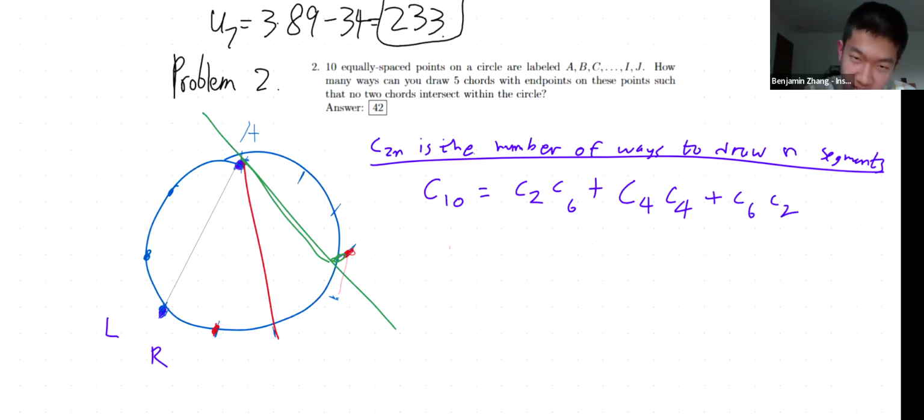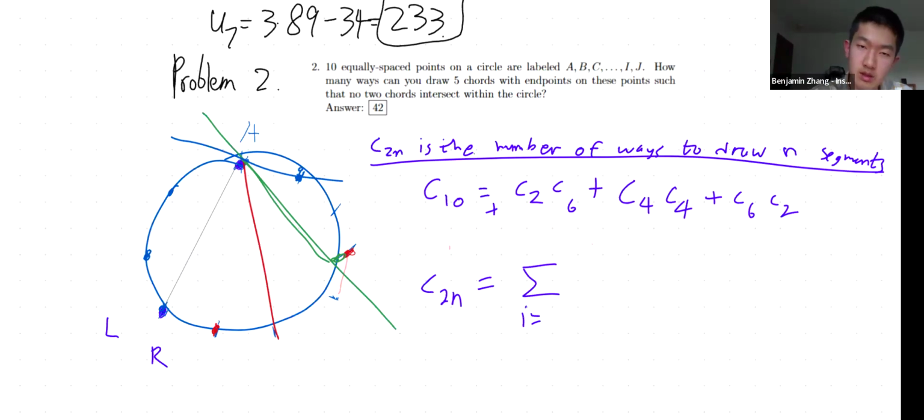So this basically just means that C of 2n is the sum of I equals... Oh, there's also one case such as these, where we pair two adjacent points, and then you have 8 left. So we also have to add plus C of 8, and this is technically C of 0 as well, and then plus C of 8, C of 0. I remember the points are labeled, so rotations and reflections are considered distinct.